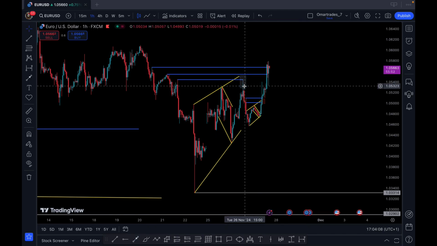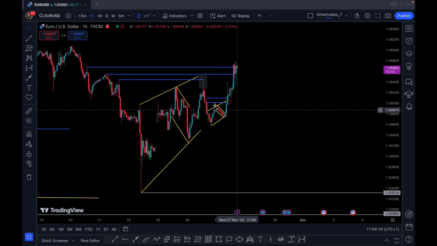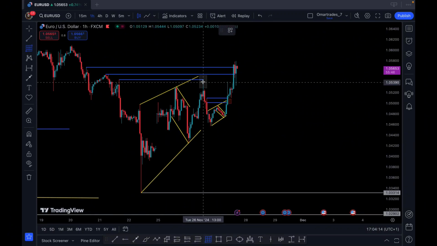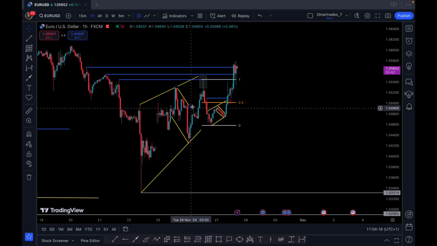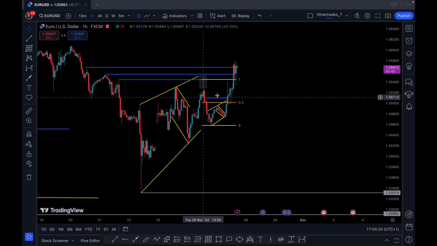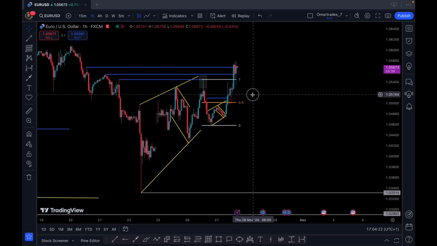And now price left a gap. Price is now trading. Now price formed a hook point right here. If you look at that, you're going to see that this has actually exceeded. Look at the hook points. It exceeded the 50% and is now trading above the 50%.